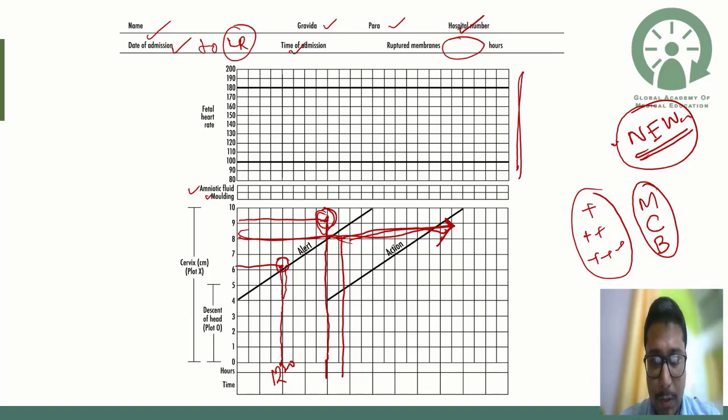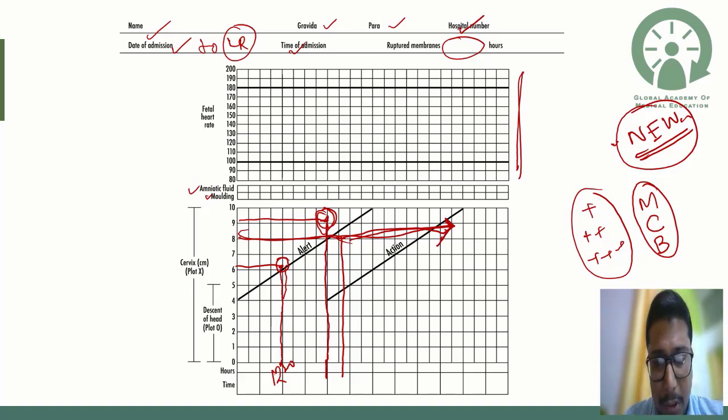Still recapping, so this is about molding. And amniotic fluid is either meconium stained or clear or bloody, right? MCB. So either meconium stained or clear or bloody. So next part is the most important part of this.